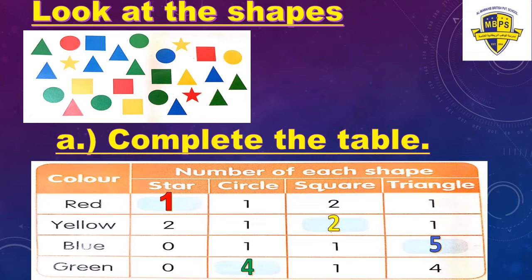And the last one, how many green circles do you have? Can you keep your finger on the green circles and count and tell me? Very good. 1, 2, 3, 4. So we have 4 green circles. Excellent, children.